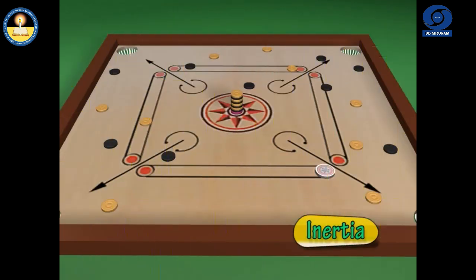Similarly, in the game of carom board, when we strike the lowermost coin with the striker with a speed, most of the coins remain at rest. Only the lowest one moves with the striker. Here, the upper coins remain in the state of rest, as no net force acts on them.